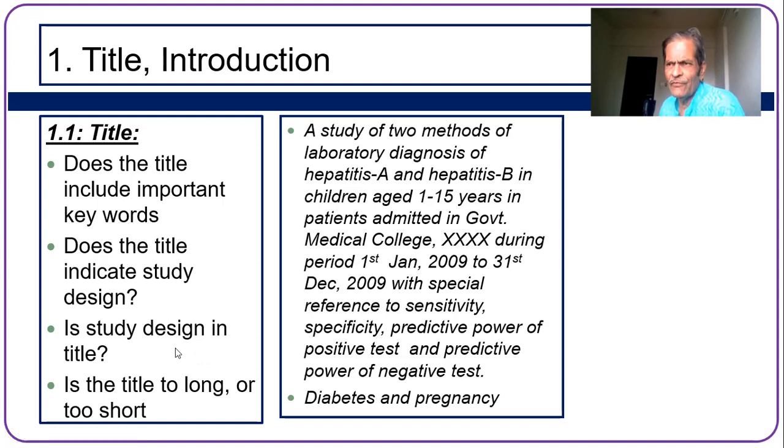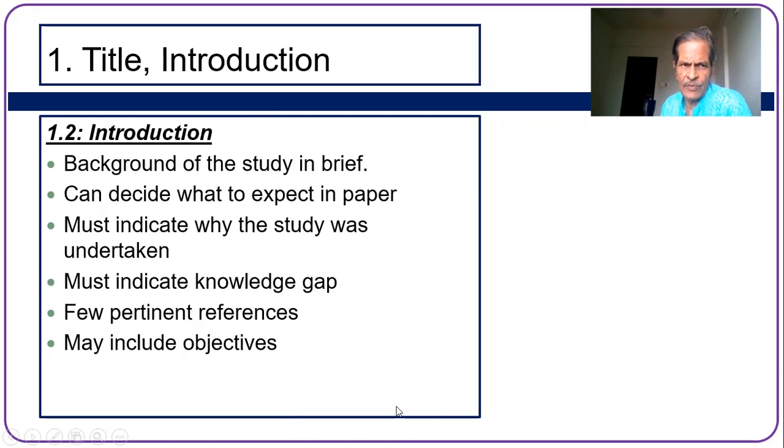The only thing we can infer from this title is that the study is related to diabetes and to pregnancy. But no further idea is obtained from this title. So neither should the title be like the first title, nor like the second title; there should be a judicious combination of the two. It should not be too long, and it should not be too short. So that's about the title of the study.